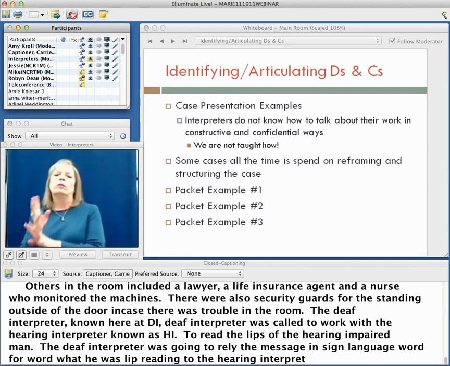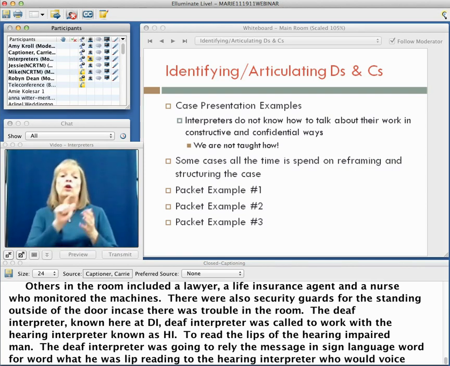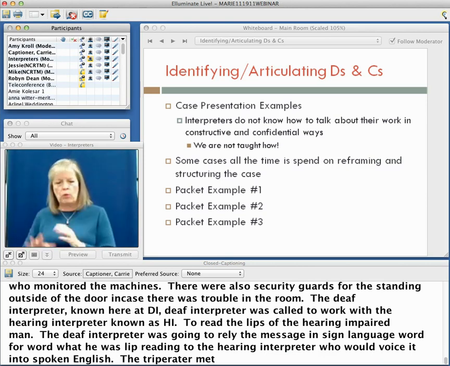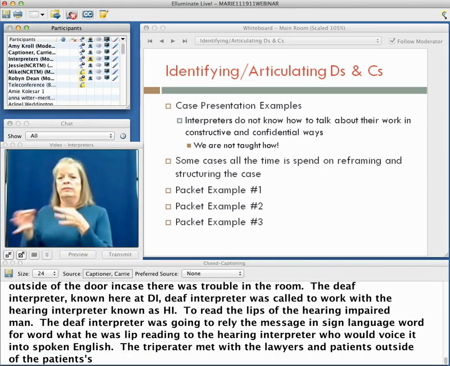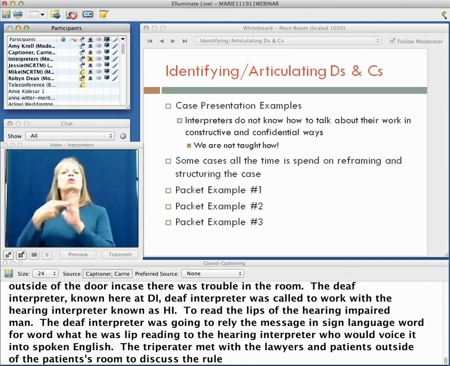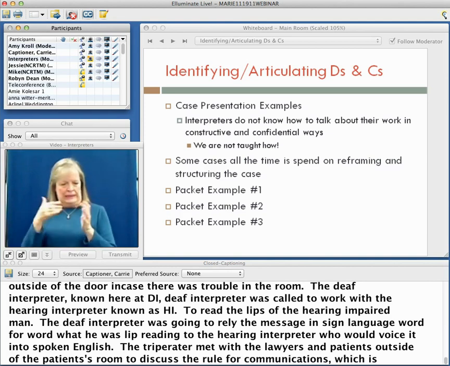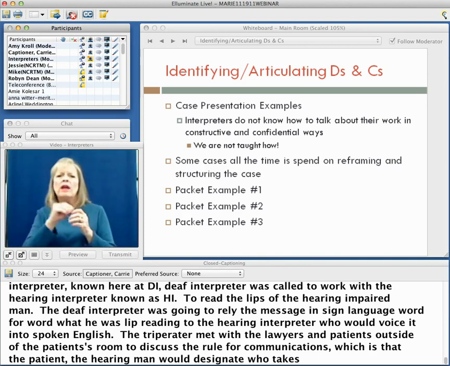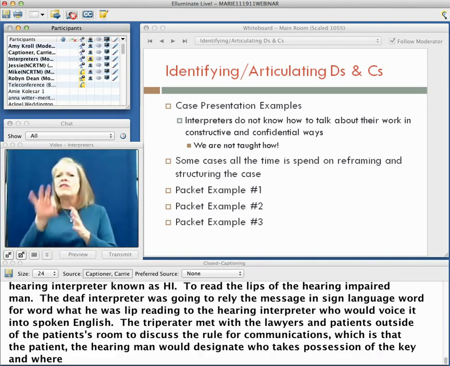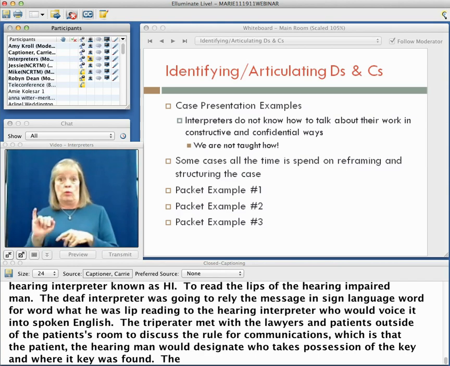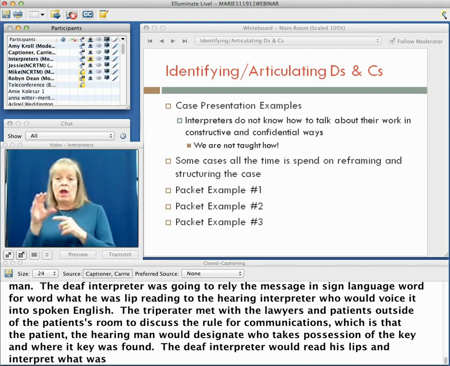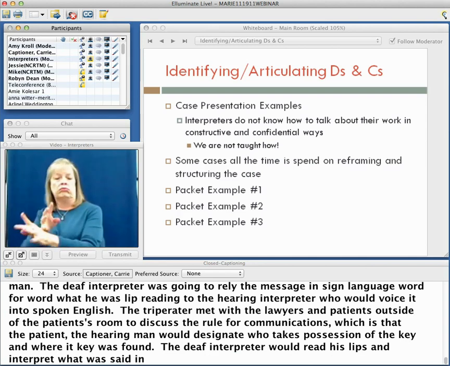The lawyer met with the interpreters and the family members in the hallway outside of the patient's room to discuss the rules of communication, which were: the patient, the paralyzed hearing man, would designate who takes possession of the key and where the key can be found. The deaf interpreter would read his lips and relay word for word what was said into sign language. The patient would then use his eyes to communicate yes or no to confirm the accuracy of the message.